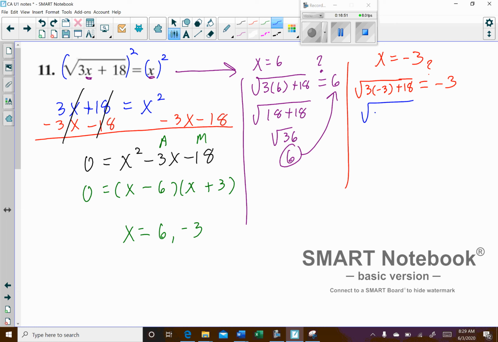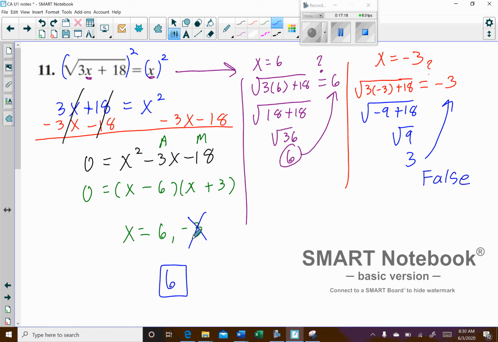So let's see, we're going to get negative 9 plus 18, which then gives us the square root of 9, which is 3, which does not equal negative 3. That's going to be false. So when you put your answers in, you do not want to include negative 3. We only want to include 6, okay? Or else it will be counted wrong.